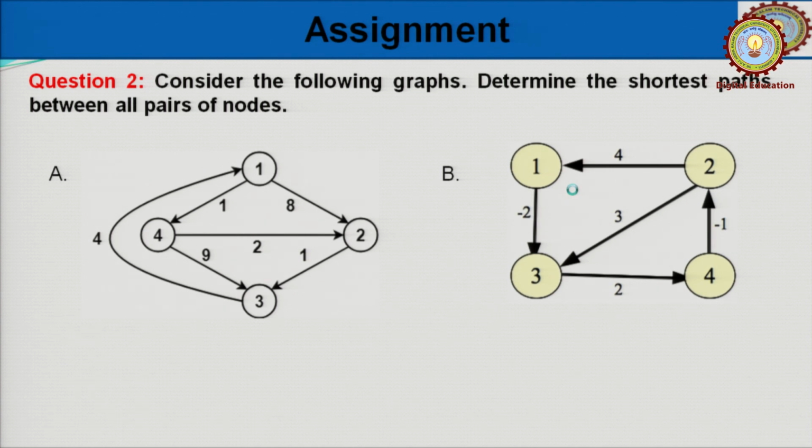In the second question, consider the following graphs and determine the shortest path between all pairs of nodes. That means apply the Floyd-Warshall algorithm for all pairs of vertices. Find out the shortest path.